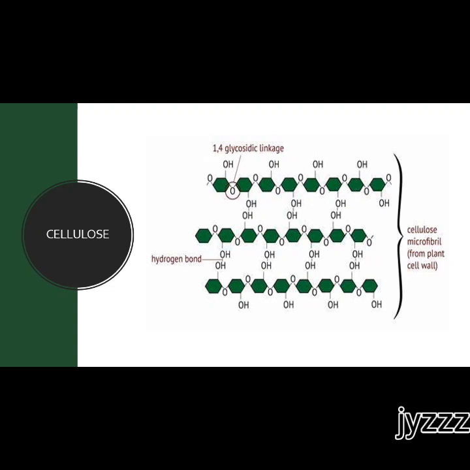The attachment of the glucose units is at the first carbon and the fourth carbon position. But this time, the glucose is in the beta configuration. So you have beta 1,4 glycosidic bonds in cellulose, given that cellulose is made up of beta glucose, or beta D glucose.